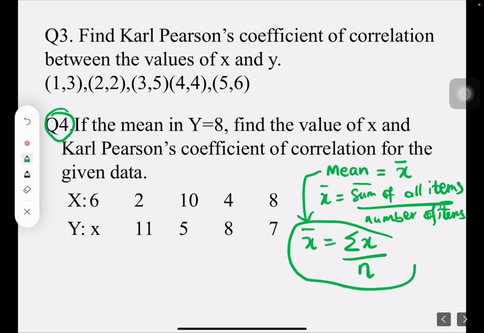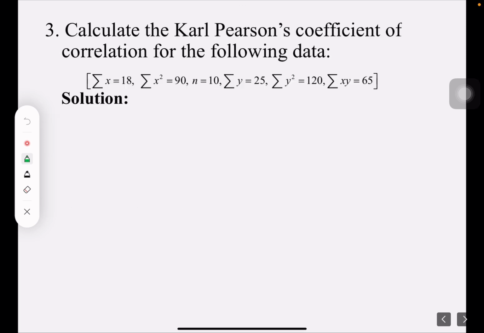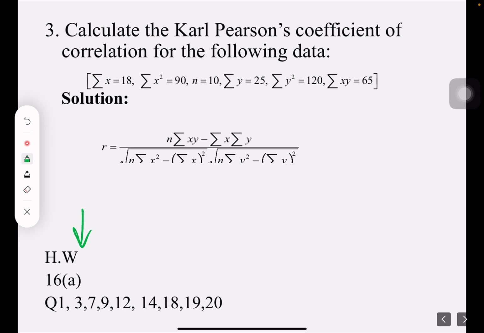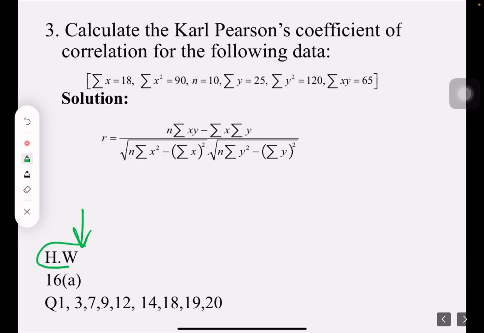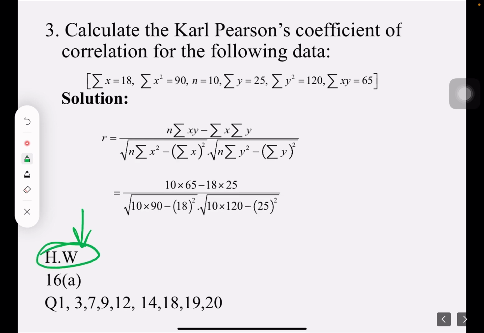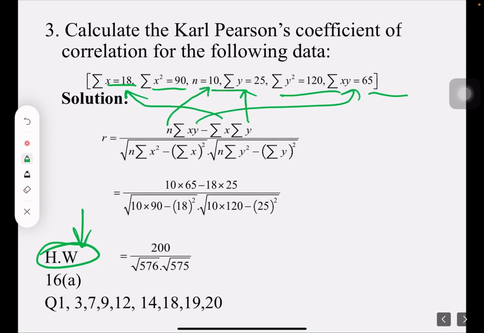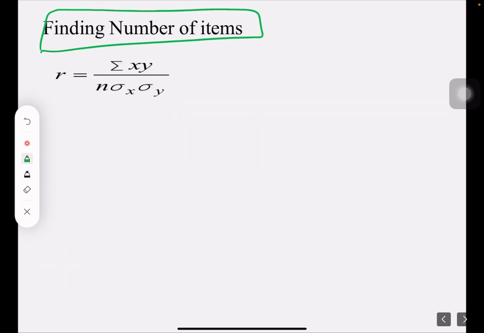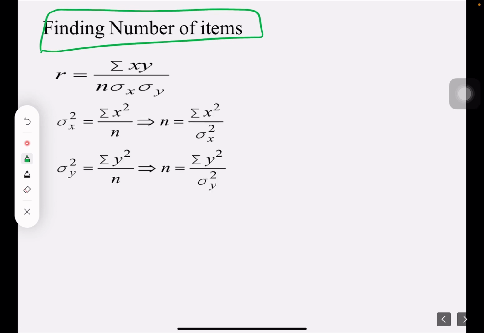So this is the ungrouped data practice question for you. You just need to apply the formula. And some more questions here. Refer to your textbook and do this question. If you can see, all the data are given in your question, so you just have to fill in. So how do you go about it when you're asked to find the number of items, which is n?